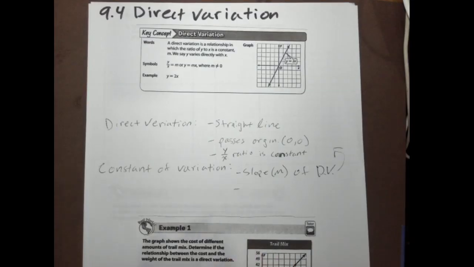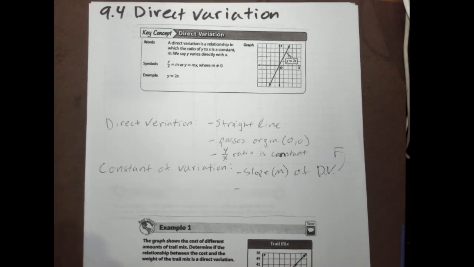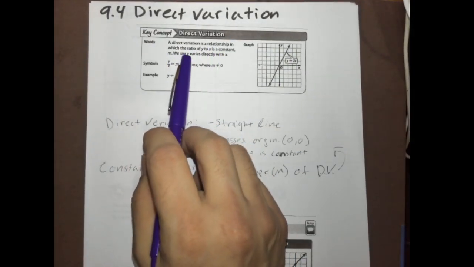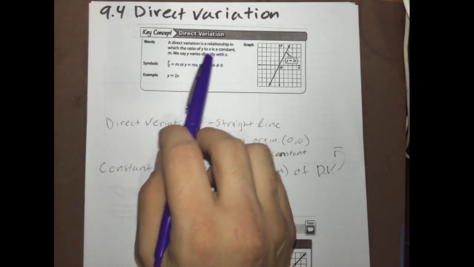This video will be 9.4 direct variation from our textbook. Direct variation. A direct variation is a relationship in which the ratio of y to x is constant.